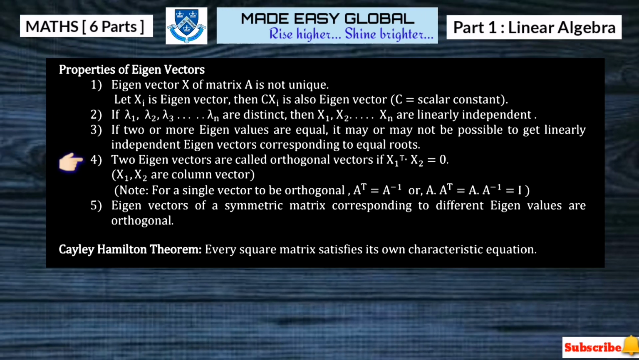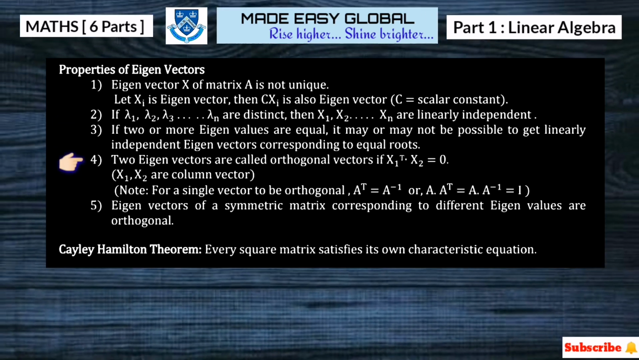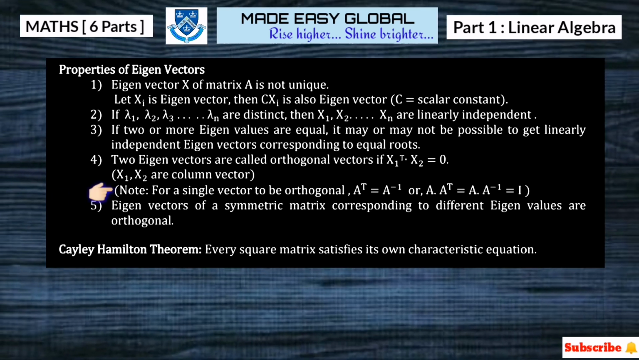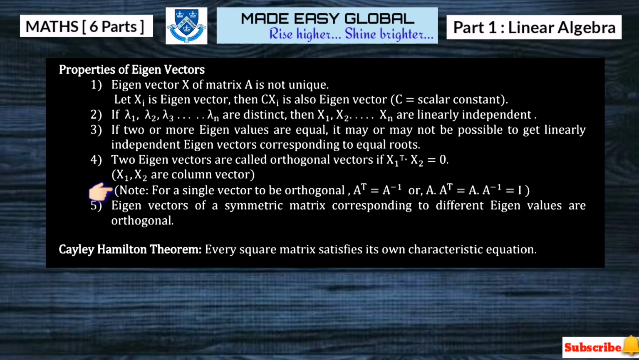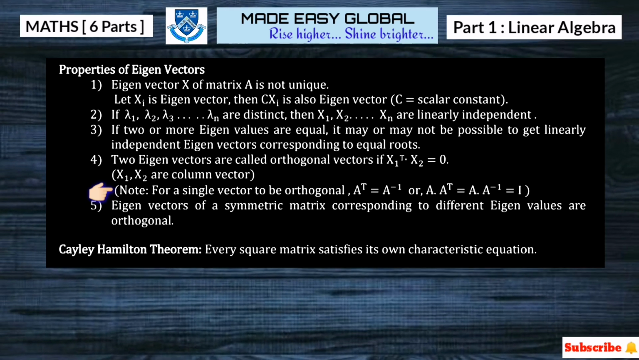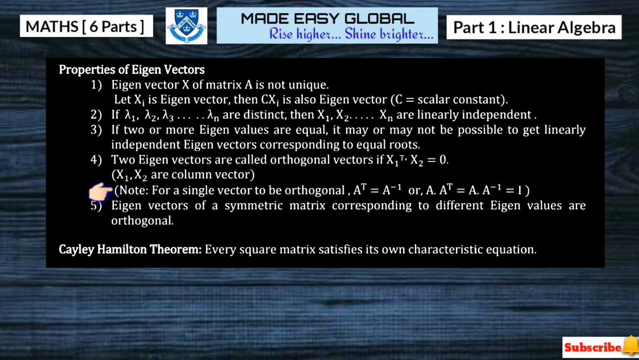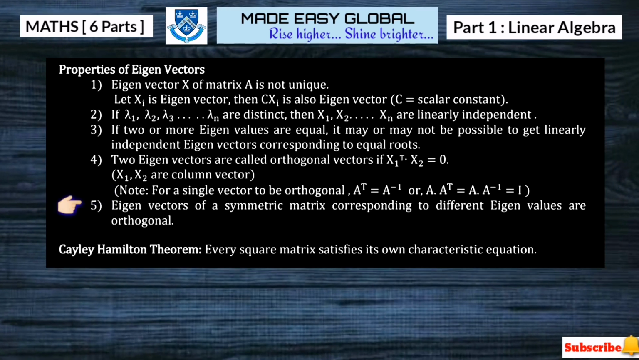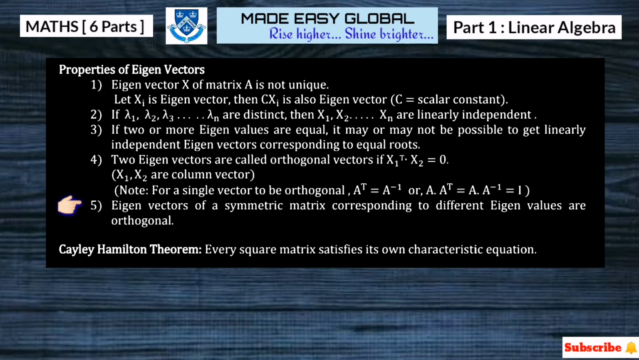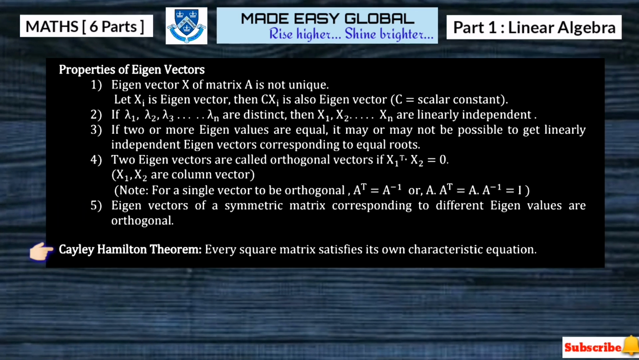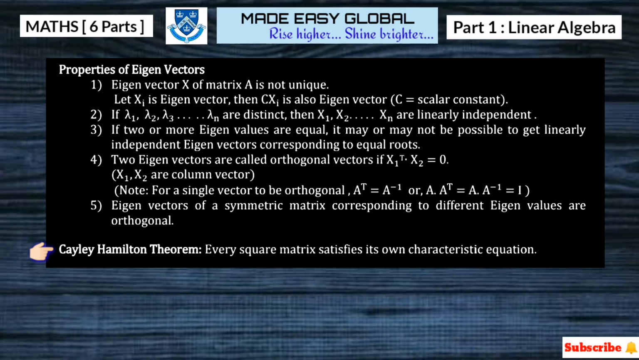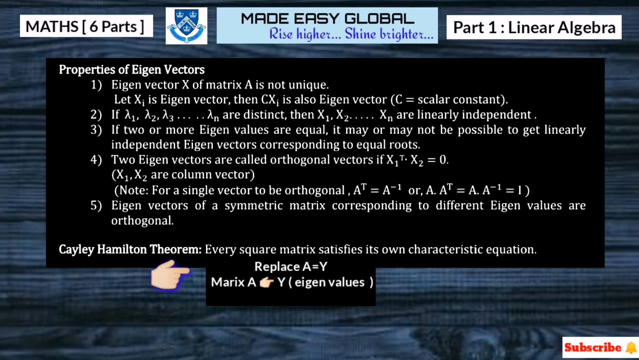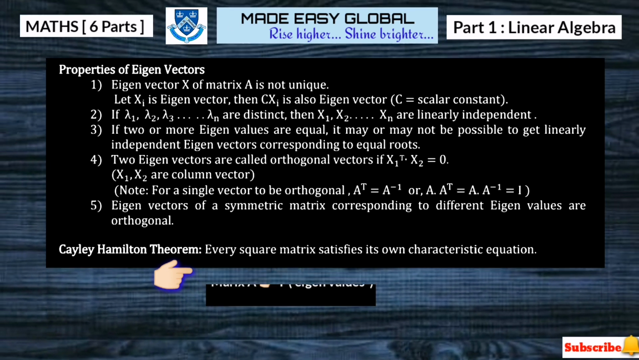Then fourth, two eigenvectors are called orthogonal vectors if x1 transpose into x2 is equal to 0. Note that for a matrix to be orthogonal, A transpose is equal to A inverse, or A into A transpose is equal to identity. Then eigenvectors of a symmetric matrix corresponding to different eigenvalues are orthogonal. Then the Cayley-Hamilton theorem states that every square matrix satisfies its own characteristic equation. So you can replace lambda by A.